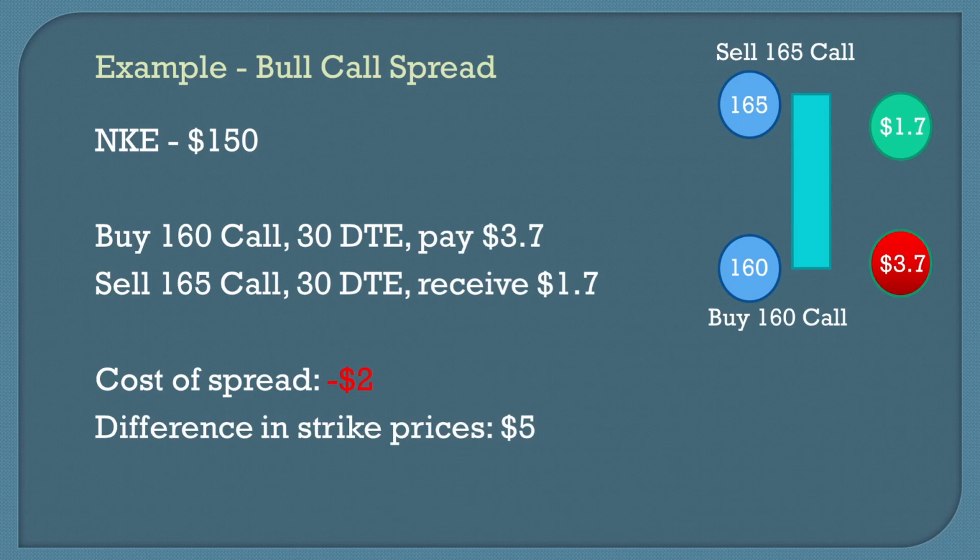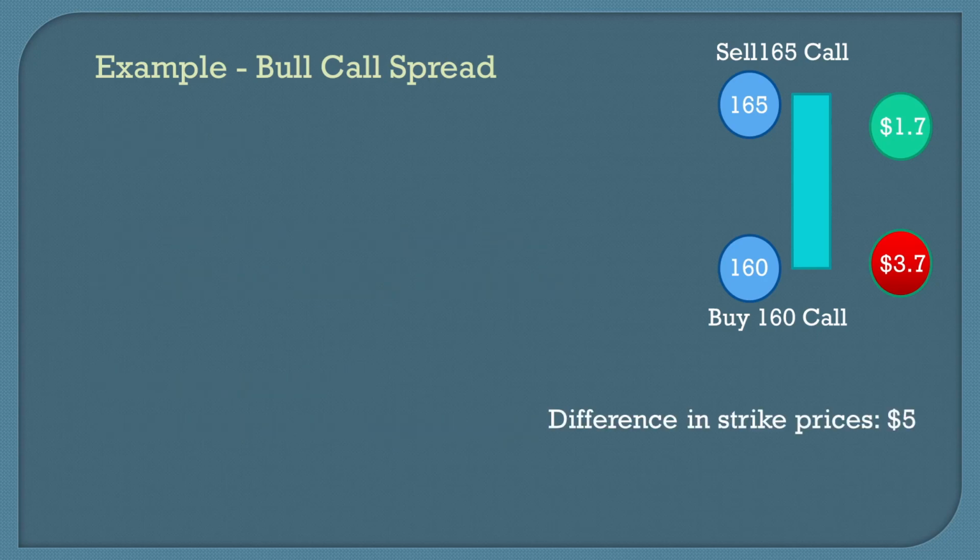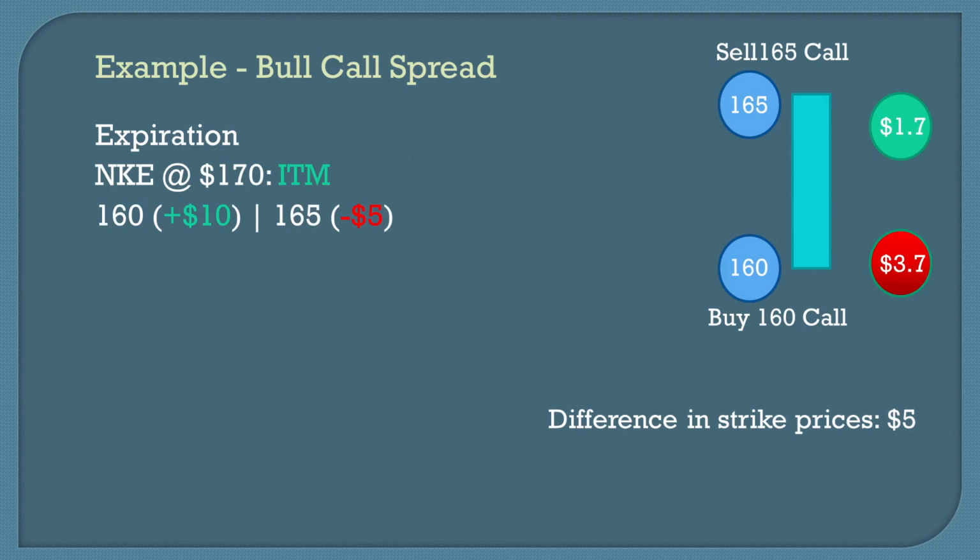So how do you profit from this spread? Options will always be either in the money or out of the money at expiration. So always think of it that way. Let's say at expiration, Nike is at $170. Both calls are in the money. The 160 call that you bought will be at a $10 profit, and the 165 call you sold will be at a $5 loss. As a result, you will be up $5 overall, but your final profit is $3, as it costs you $2 to open this spread. So when Nike makes a bullish move and your spread is in the money, you profit.